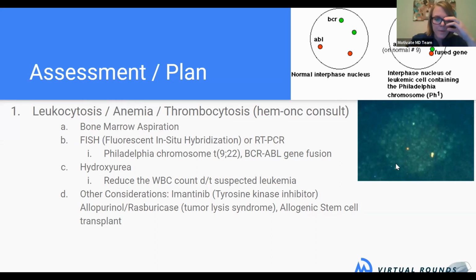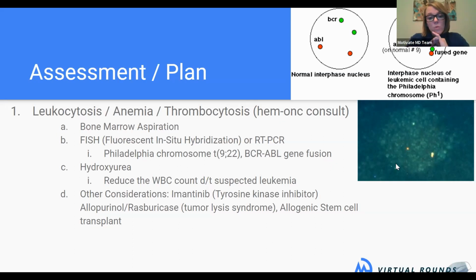On that note, something we may want to consider is giving this patient allopurinol or rasburicase. Those are two drugs that can help with tumor lysis syndrome so that we don't get renal failure due to this increased amount of uric acid being filtered by the kidneys. Similarly, we want to avoid this patient having things like gout from an increased buildup of uric acid.